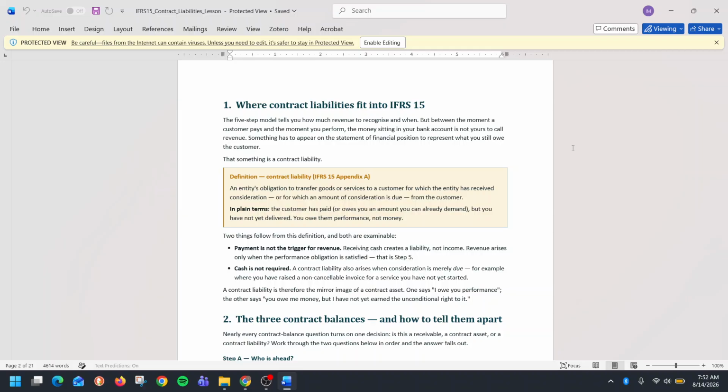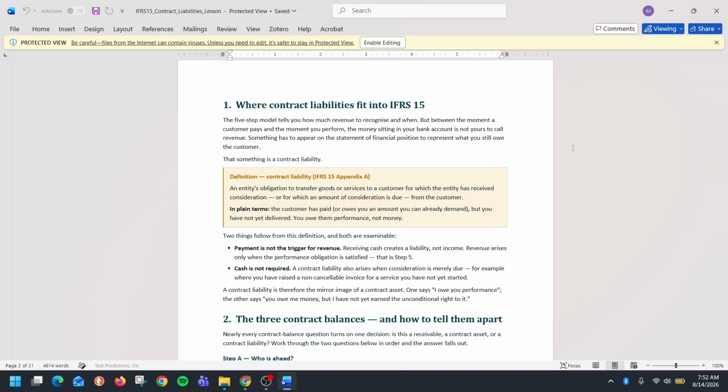What happens in this case? Simply because a customer has paid us, it does not mean that we can recognize revenue. Hence, why contract liability is now introduced into the frame. So, two things from this definition, and both are examinable. Payment is not a trigger for revenue. Receiving money will create a contract liability for you, and it is not revenue.